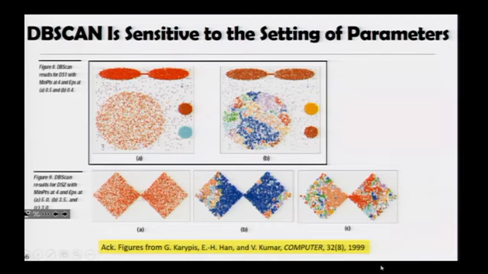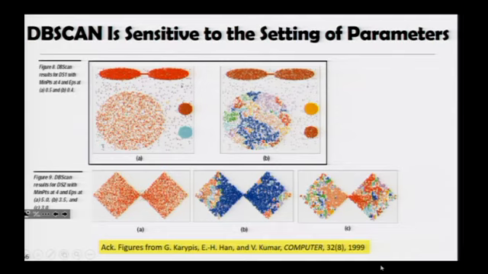So here, this example shows you that one major limitation of the DBSCAN algorithm is the sensitivity to the setting of the parameters. Recall that we have two parameters for DBSCAN. One is epsilon, which defines the radius of the neighborhood you are looking at. And also you have the minimum points, which sets up a threshold for what is a dense neighborhood.